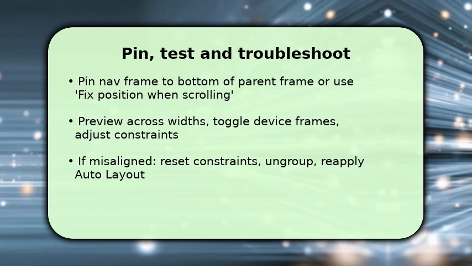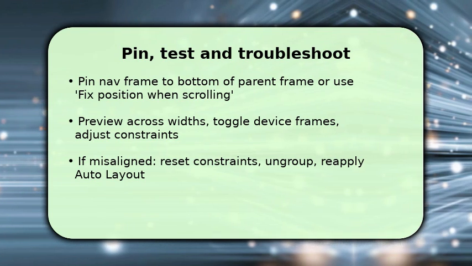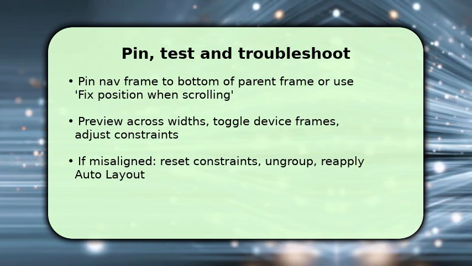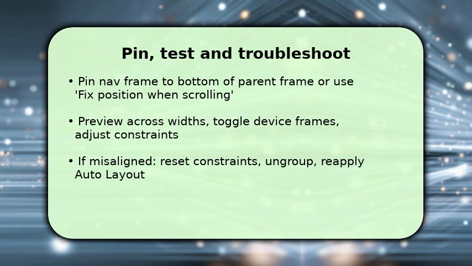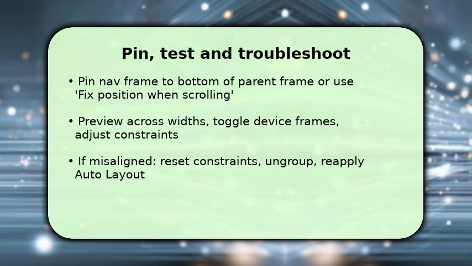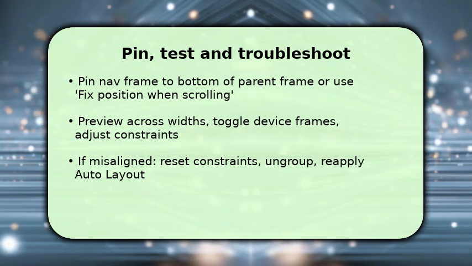If something still breaks, reset offending layers' constraints, ungroup nested frames, and reapply auto layout from scratch. This clears hidden overrides. One key troubleshooting tip: inspect each layer's constraints in the right panel. A single incorrect constraint often causes the whole bar to shift.